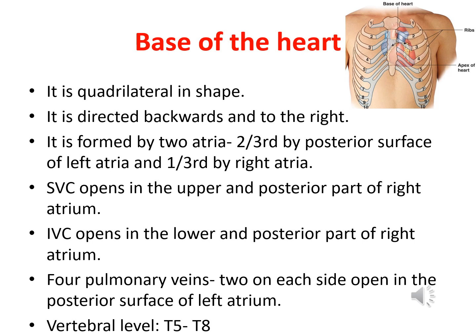As we see, the superior vena cava opens in the upper and posterior part of the right atrium, and the IVC, that is the inferior vena cava, opens in the lower and posterior part of the right atrium. Four pulmonary veins, two on each side, open in the posterior surface of the left atrium. The vertebral level of the base of the heart is T5 to T8.